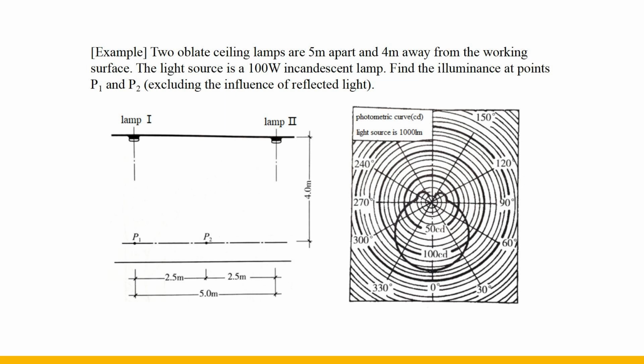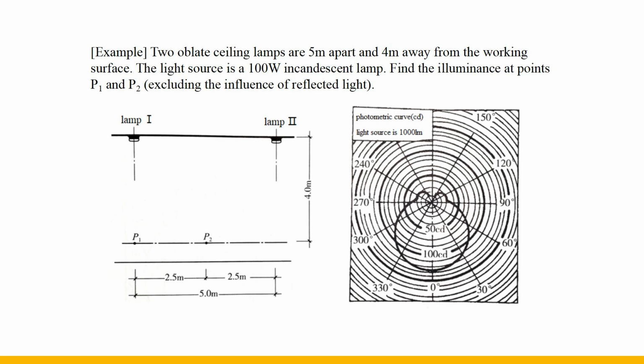Next, let's do an exercise. As can be seen from the figure, there are two oblate ceiling lamps 5 meters apart, 4 meters away from the working surface, and the light source is a 100-watt incandescent lamp. The light distribution curve is given. Point P1 is directly below lamp 1, and point P2 is in the middle between the two lamps, ignoring the influence of reflected light. Find the illuminance at points P1 and P2.